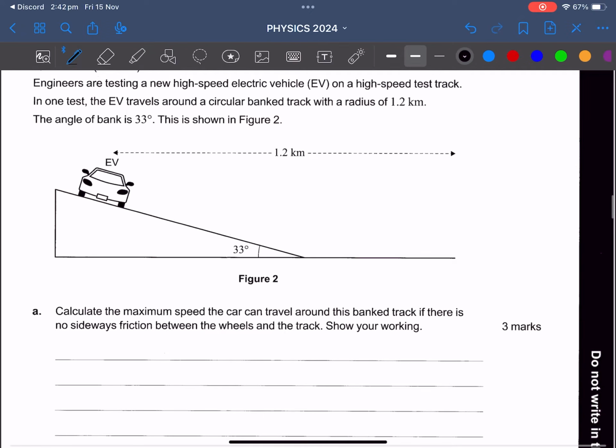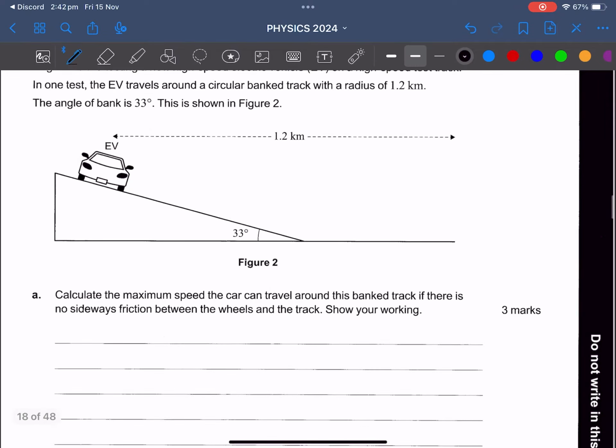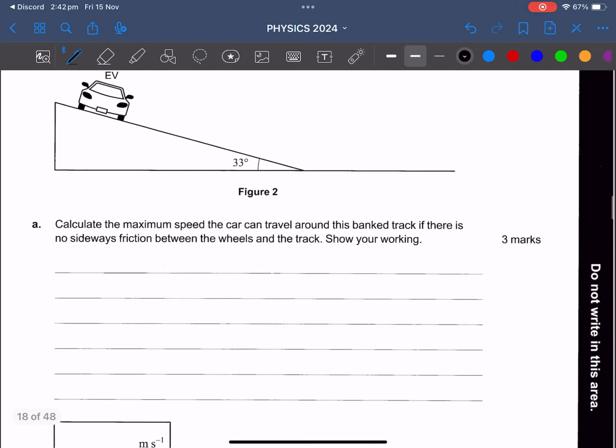Engineers are testing a new high-speed vehicle, EV, on a high-speed test track. In one test, the EV travels around a circular banked arc with a radius of 1.2 kilometers. The angle of the bank is 33 degrees. This is shown in figure 2. Okay. Calculate the maximum speed the car can travel around this banked track if there is no sideways friction between the wheels and the track.